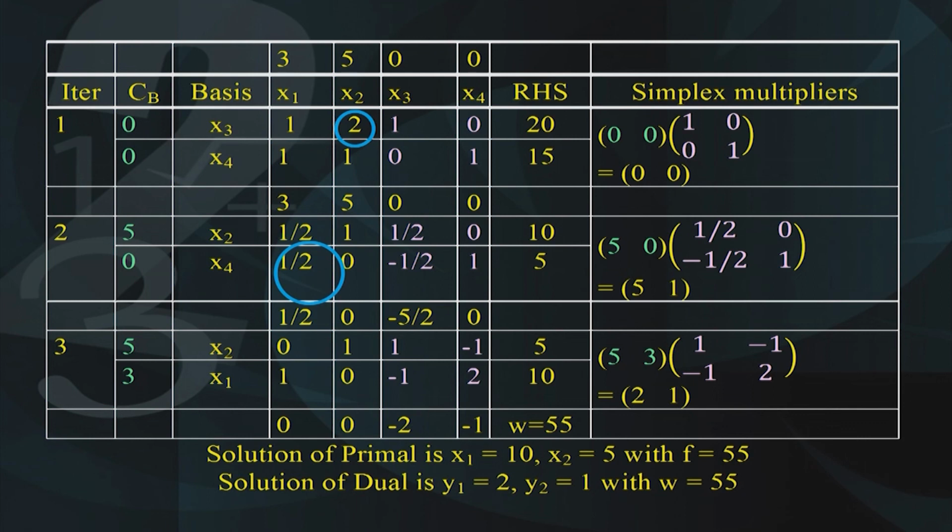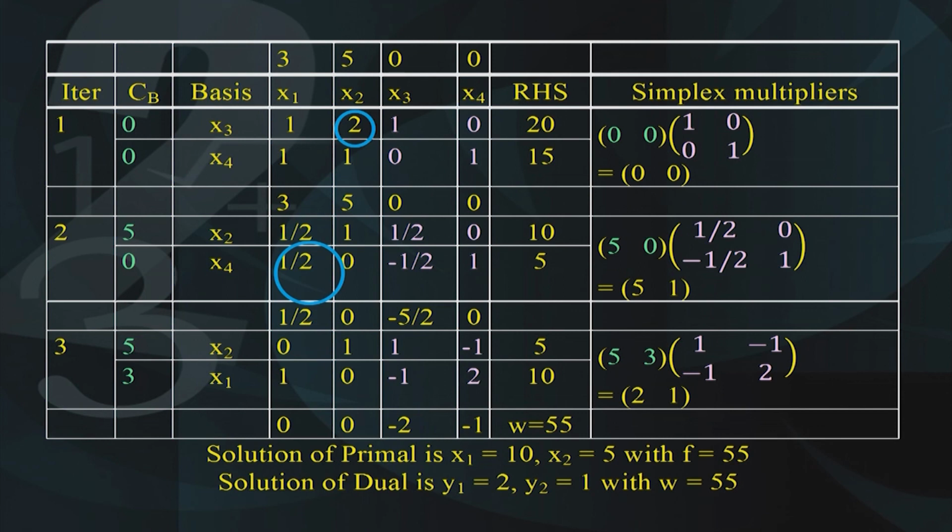So, looking at these entire calculations of this problem, right from the beginning to the end, iteration by iteration, you can see that you do not need to solve the dual, because you can read the values of the dual from the simplex table itself. That is, the values of the simplex multipliers shown in the last column at the final iteration are nothing but the solution to the dual. So, 2, 1 is the solution to the dual, and that is what is written in the last line.